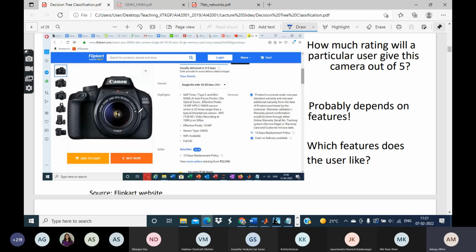So it may be that despite having a very good frame rate, the picture resolution is not that great. So I did not give it the full 5 rating. I gave it only 4. Or there may be some other reasons also.